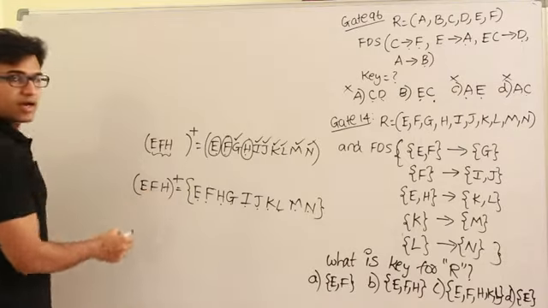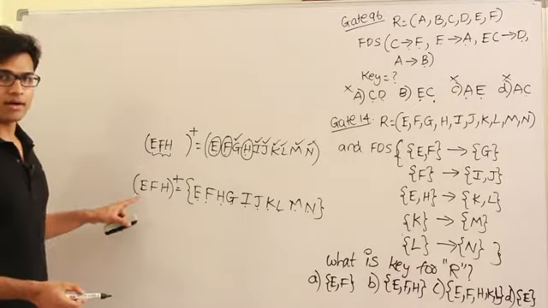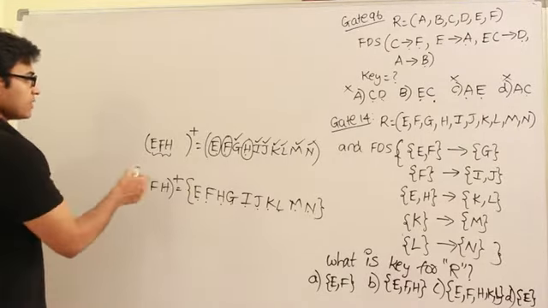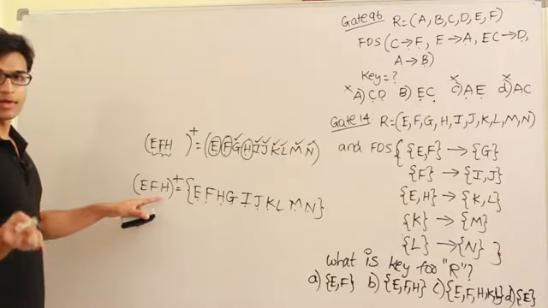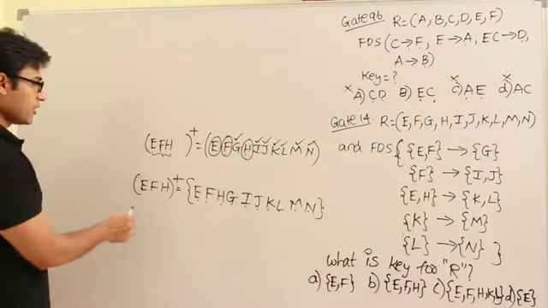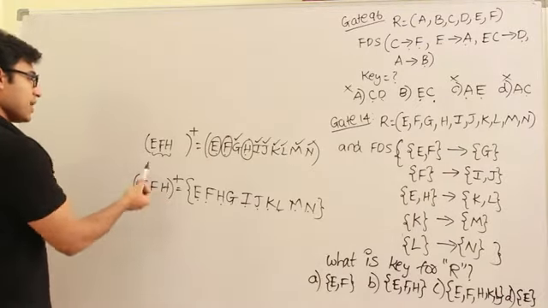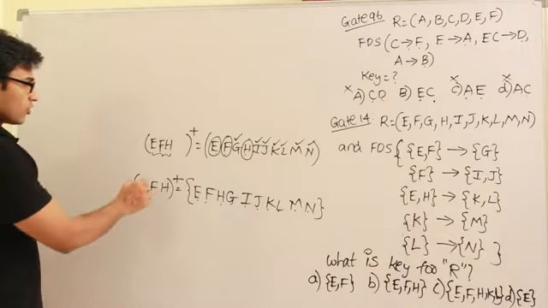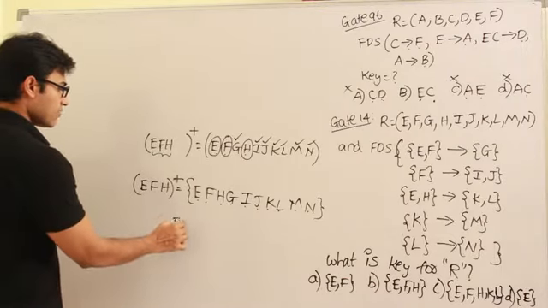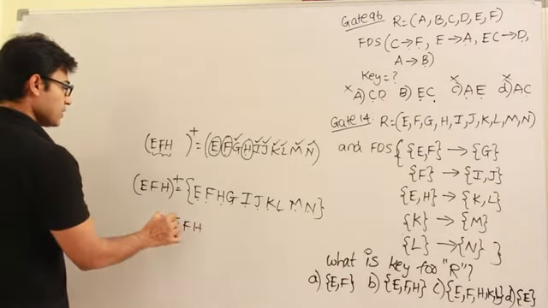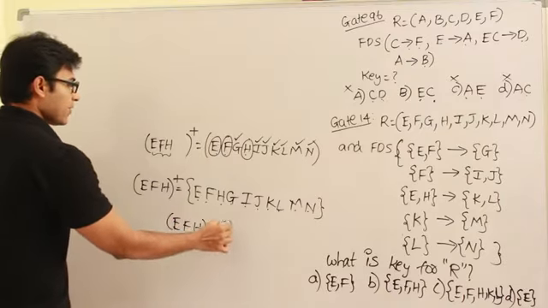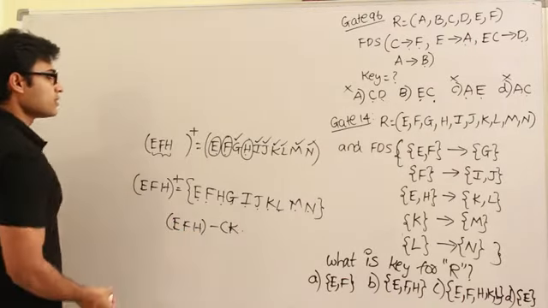It is a key, and moreover it will be a candidate key, because deleting anything from them and again getting a key is impossible, because the only way to get E, F and H is by including E, F and H, right? Therefore, this E, F and H is the candidate key. Got it? Now, how many other candidate keys will be possible?